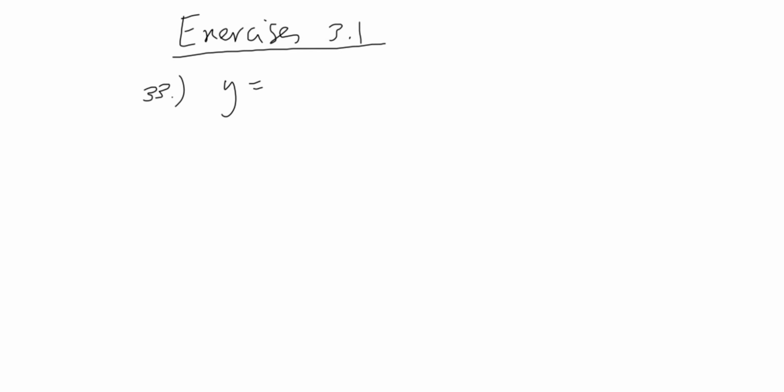y is equal to 2x to the power of 3 minus x squared plus 2. And the point they give us is the point (1, 3). So we have to find the tangent line to this particular curve at this point. Okay. So now, that means we have to find the equation of this line. Obviously, we have to find the equation of the tangent line to this curve at this point.